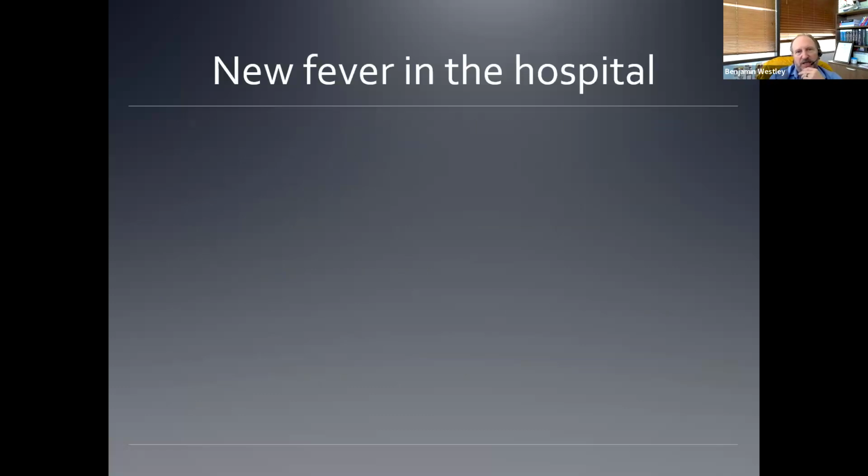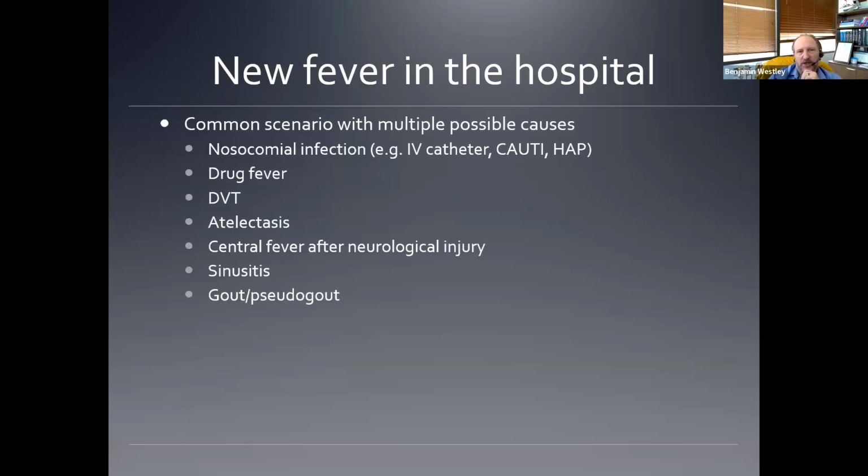So the next thing is fevers in the hospital. This happens all the time. Sometimes we get called about these. Sometimes we just know about them from our stewardship programs. And there are very, very many reasons this can happen. There can be a nosocomial infection, like even a peripheral line, an IV catheter, central line catheter, urinary tract infection, pneumonia. There can be a drug fever, blood clots, and pulmonary atelectasis could cause fever.